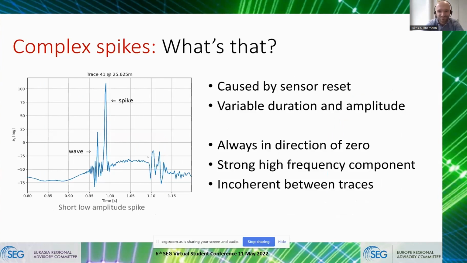They're also sometimes small and comparable to waves, as you can see in this picture, but they're always caused by a sensor reset, and they have variable duration and amplitude. They always go in the direction of zero acceleration, and they have a strong high frequency component, as spikes tend to do. And they are incoherent between traces. So we like to detect something that fits this description.